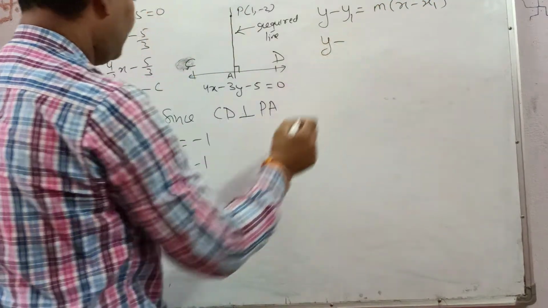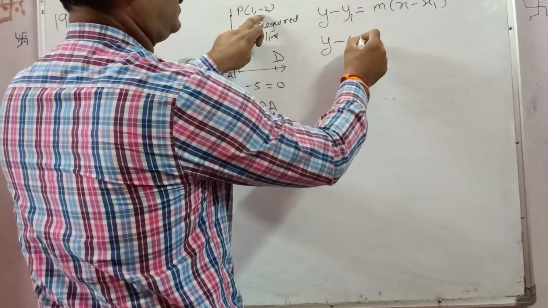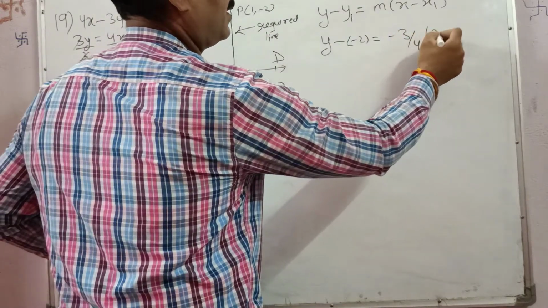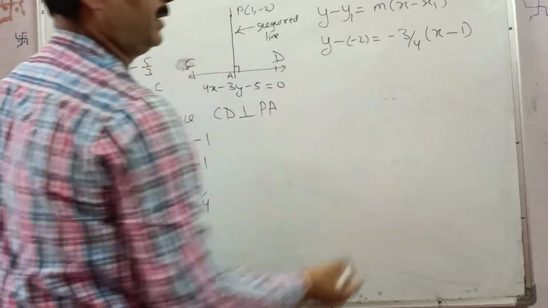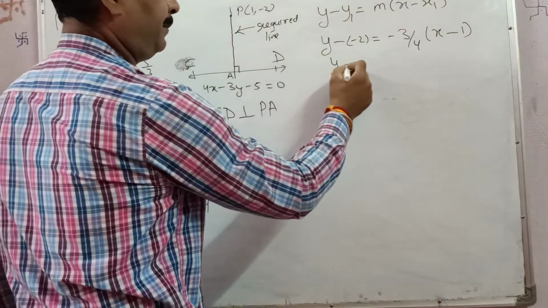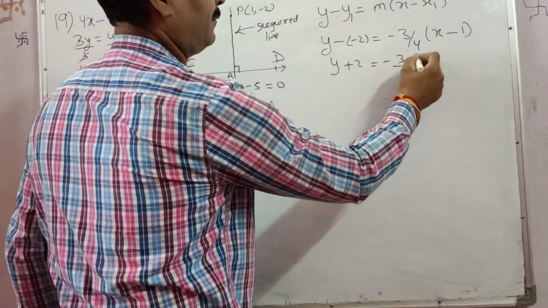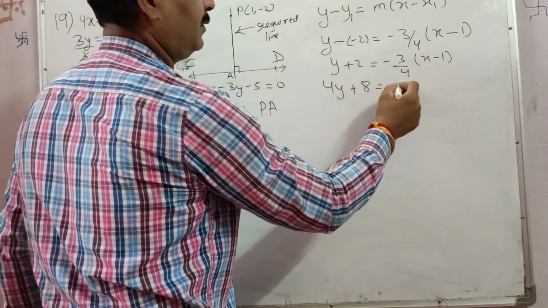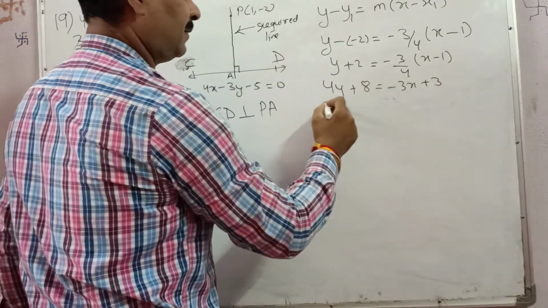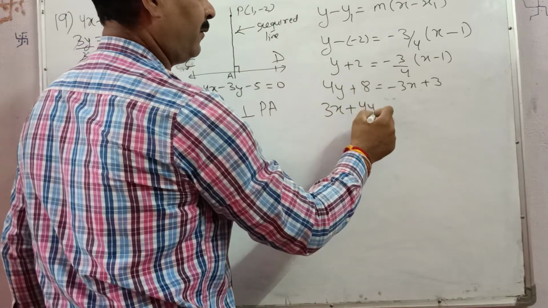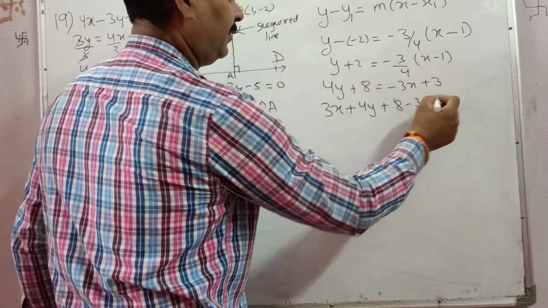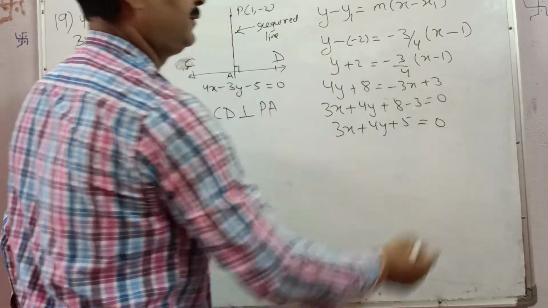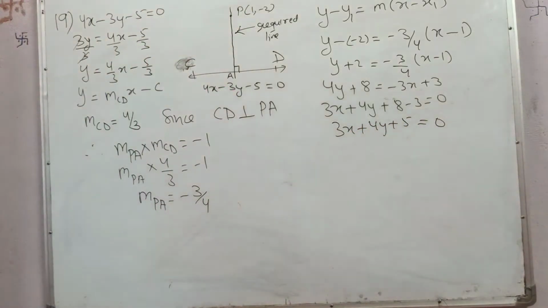So y minus y1, that is -2, m is -3 by 4, x minus x1, x minus 1. This will be y plus 2 is equal to -3 by 4, x minus 1. Cross multiplying, 4y plus 8 is equal to -3x plus 3. Transposing, 3x plus 4y plus 8 minus 3 is equal to 0. 3x plus 4y plus 5 is equal to 0 is the required equation of the line.